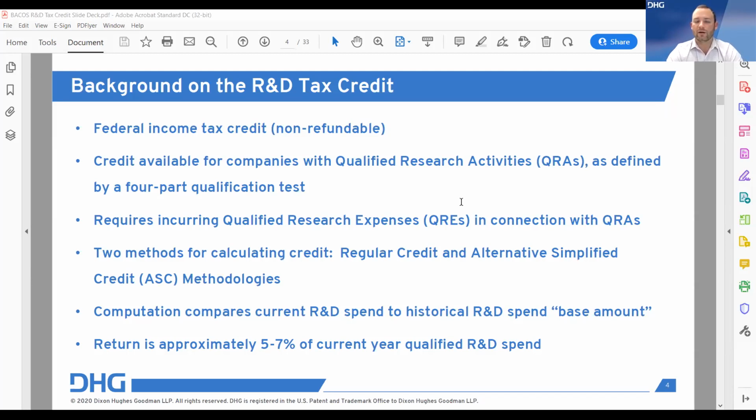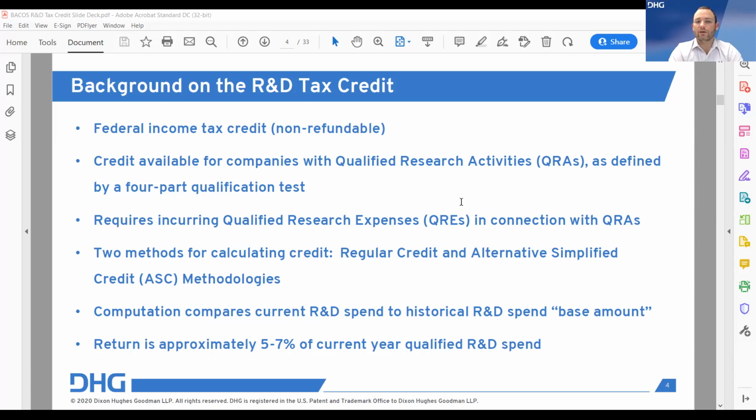What is going to qualify a company for this tax benefit is if the company is performing what's called QRAs, qualified research activities. So if you're doing those qualifying activities that do meet this 4-part qualification test, which we'll get into in a few slides, then the company may be eligible to begin claiming this credit. In conjunction with having qualified research activities, you also have to be incurring qualified research expenditures. And again, we'll get into the details of that later, but essentially, if you're pairing qualified R&D spend with qualified R&D activities, then you may qualify for the credit.